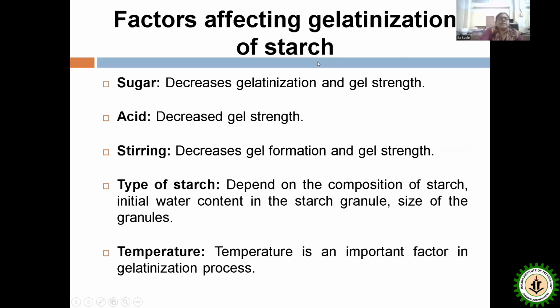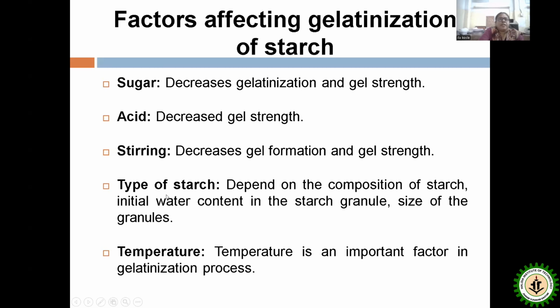Now, there are some factors that affect the gelatinization process. The first one is sugar. Sugar usually decreases gelatinization as well as gel strength because sugar competes with water, so it hampers the gelatinization process. Next, the important factor is acid. Acid can hydrolyze the glycosidic bond. As a result, the starch molecules become weak and it results in decreased gel strength. Heating also causes breaking of some of the glycosidic bonds, and as a result, it decreases gel formation and gel strength.